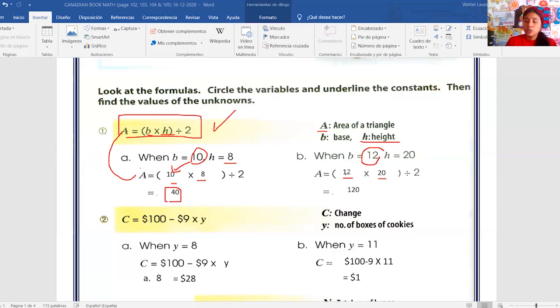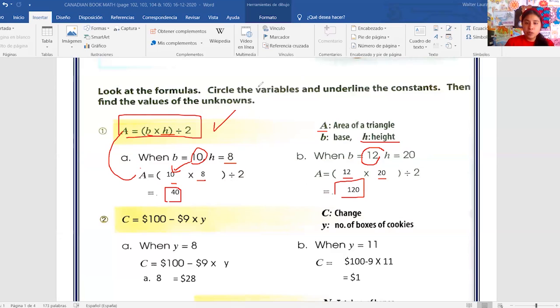So we have 12 times 2 equals 24. We add the 0, 240. So 240 divided by 2 equals 120. We found the unknown. It is 120. Very good. So this is the first formula.